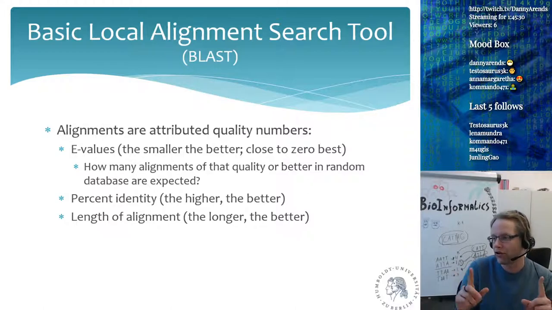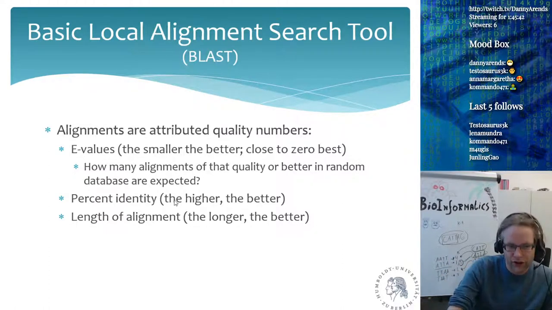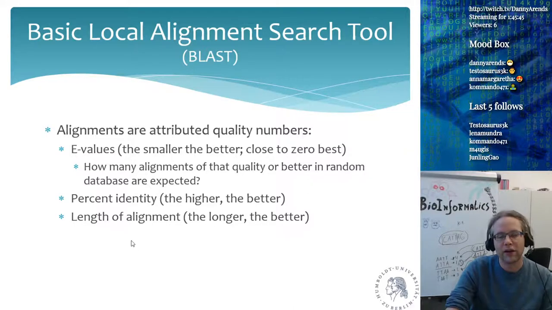So it might be that only the first 50 base pairs of the search string are found with 100% identity, but then the next 20 base pairs are not found at all. But that's the thing that you have to look at. So the percentage of identity, the higher the better, and the length of the alignment, the longer the better.